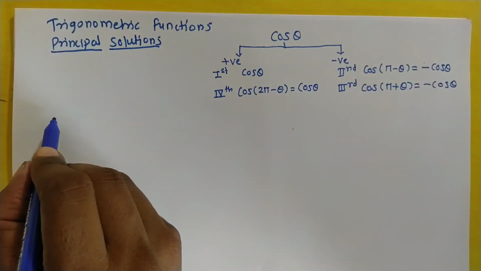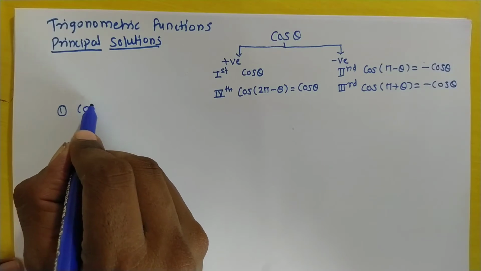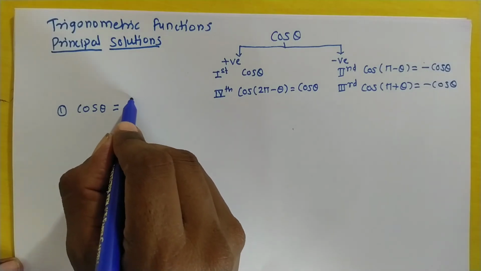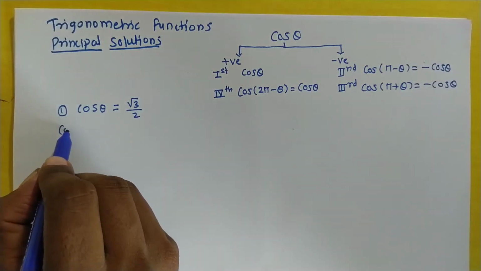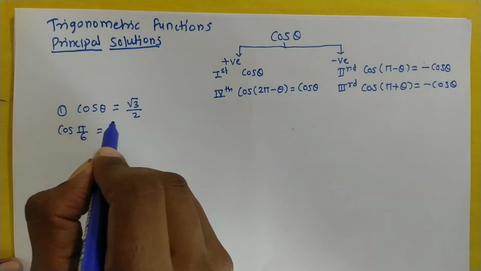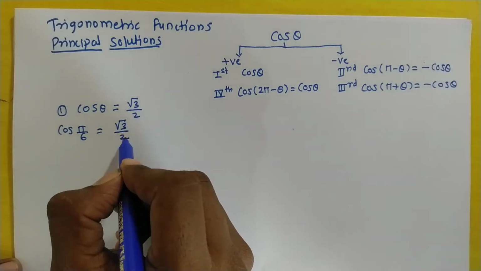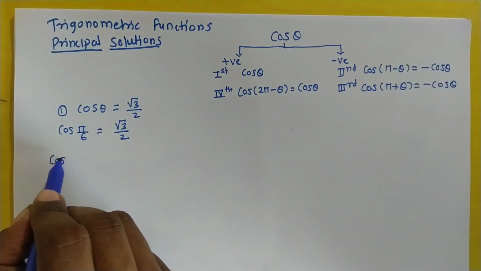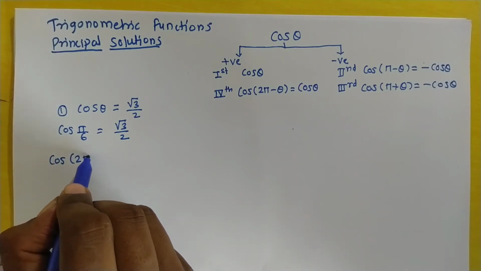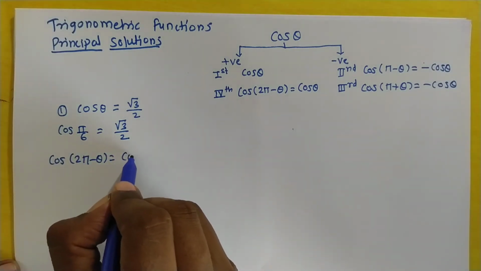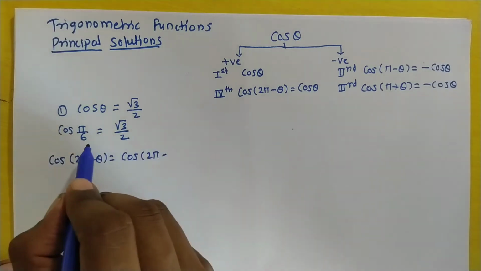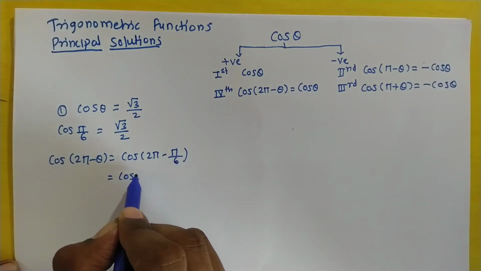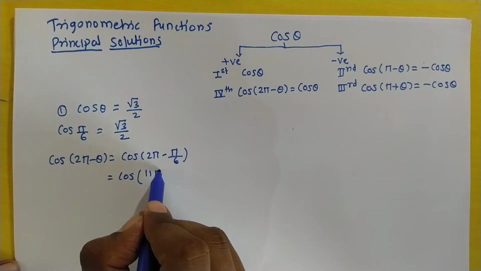Now we take the example. So first example, we have to find out the principal solution for cos of theta is equal to root 3 by 2. We know that cos of pi by 6 is equal to root 3 by 2. So here is positive value, therefore cos theta positive in fourth quadrant. So we take for fourth quadrant cos of 2 pi minus theta is equal to cos of 2 pi minus, take the value of theta is pi by 6. So after cross multiplication, we get 11 pi by 6.